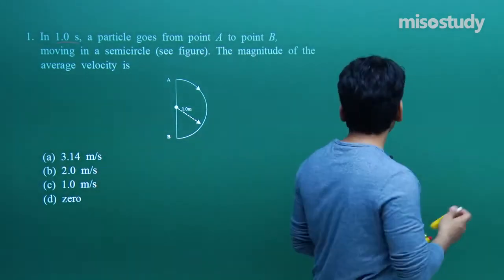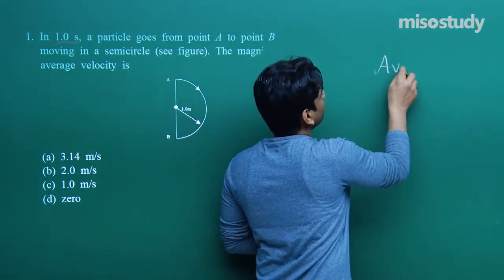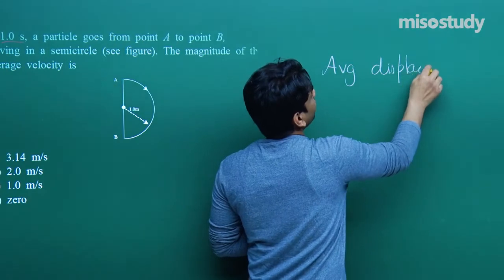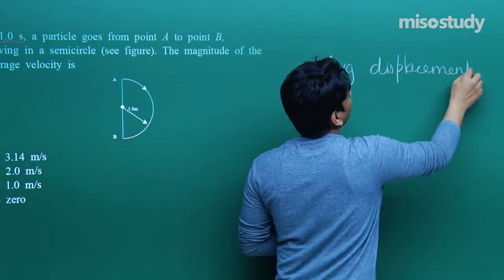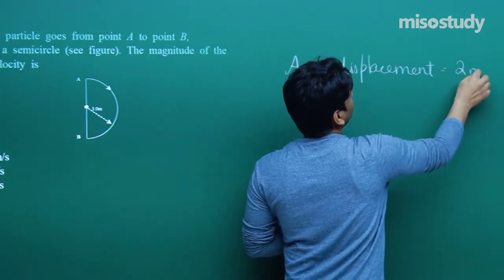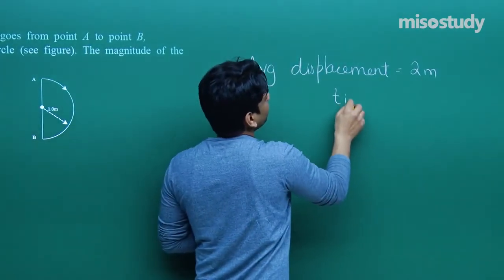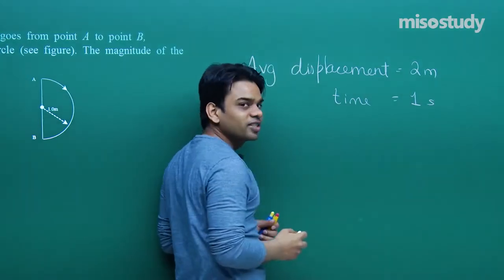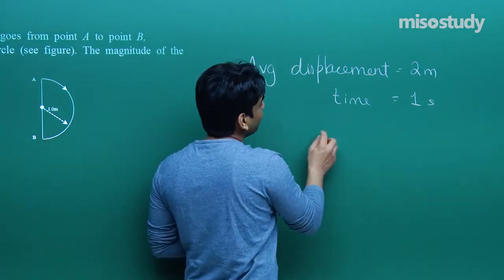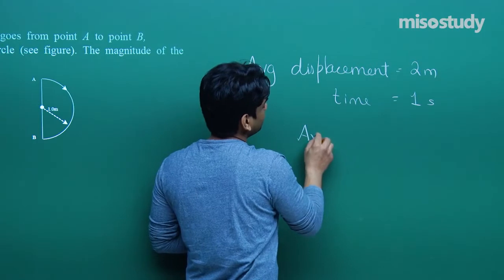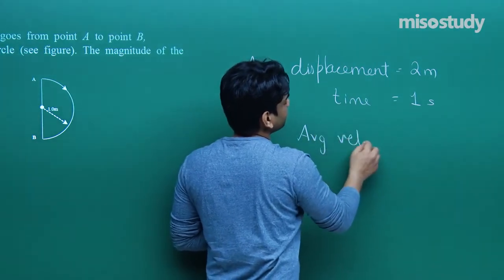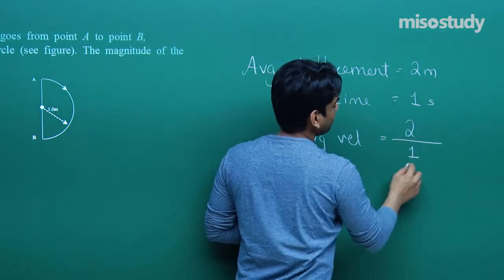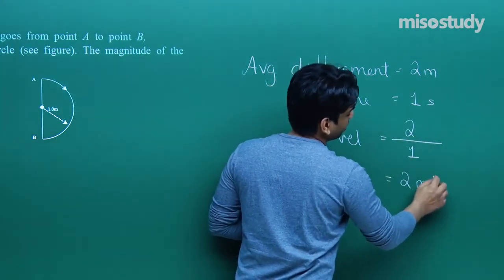So let me write here the displacement for this kind of motion, or for the separation between the initial and final point, that will come out to be 2 meter, and the time taken is 1 second. So very simple, the average velocity will turn out to be displacement upon time, that is 2 by 1, so that will be 2 meter per second.